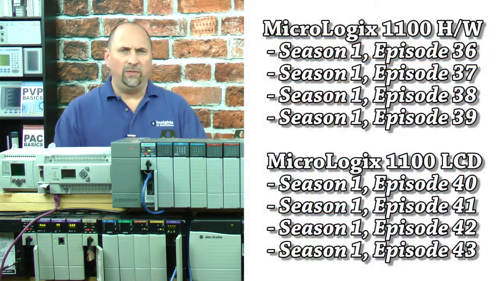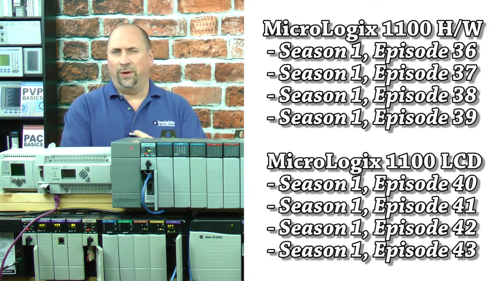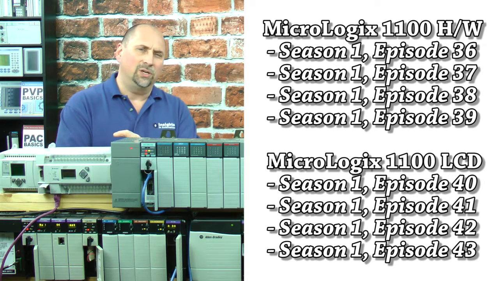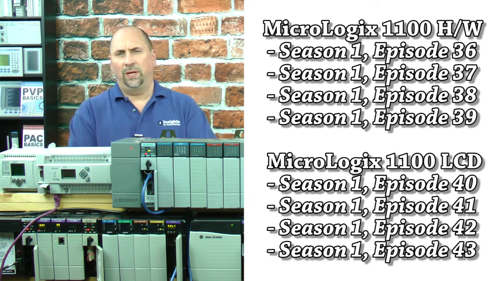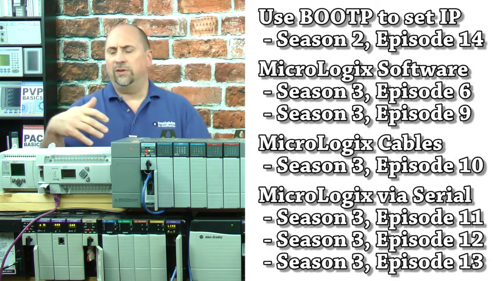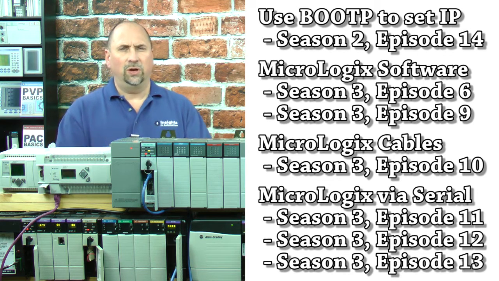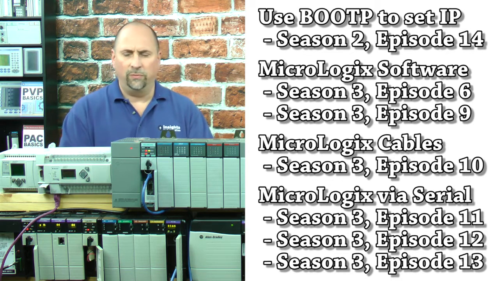Now, in previous episodes, we've already taken a look at the MicroLogix 1100 hardware. We've taken a look at the LCD screen, specifically how to find the IP address using the LCD screen. And we've also had an episode on how to give a PLC an address using BootP. So we're not going to retread all that material because it's already there for you.